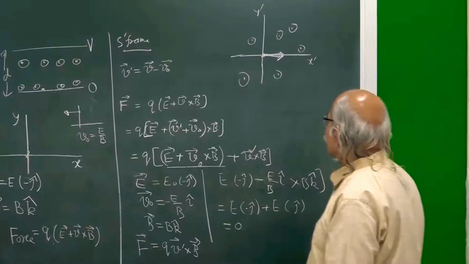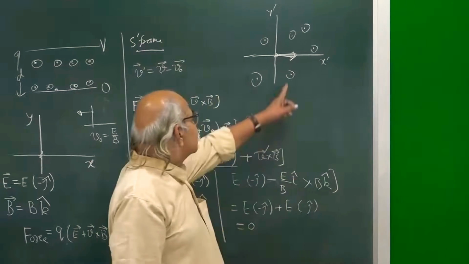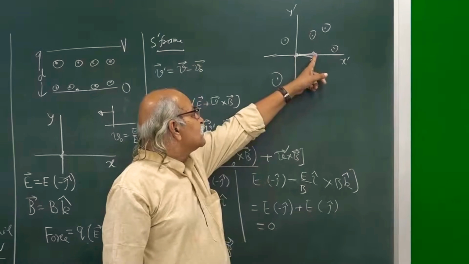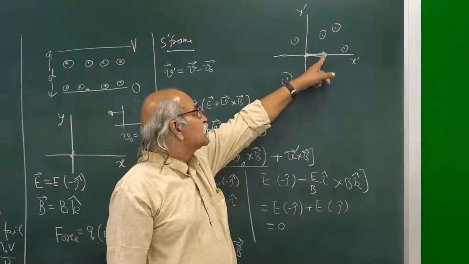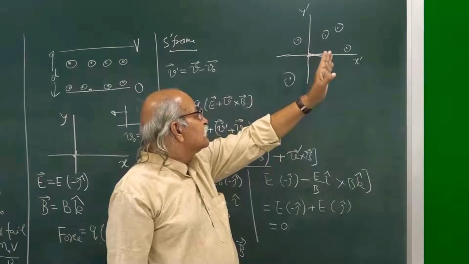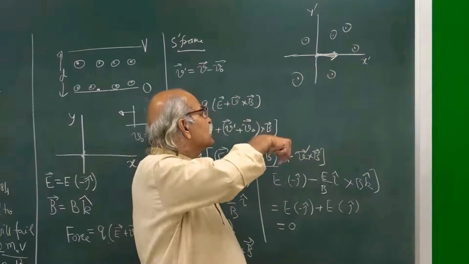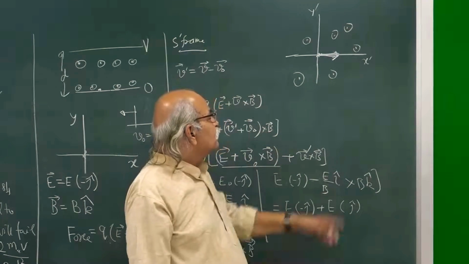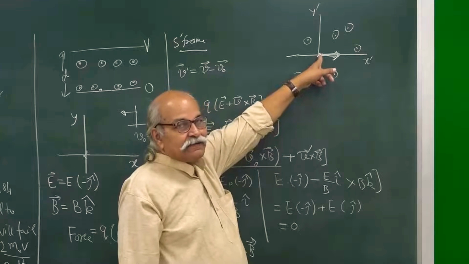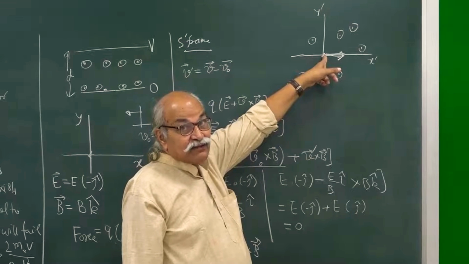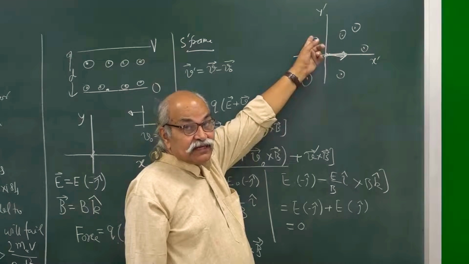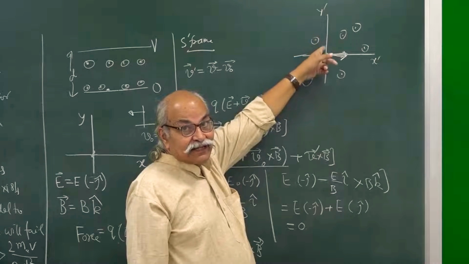So, what is the direction of force? This is the velocity of the electron as seen from here. Here is the magnetic field. So, V cross B is downward, but then it's a negative charge, so the force will be in upward direction in this frame.